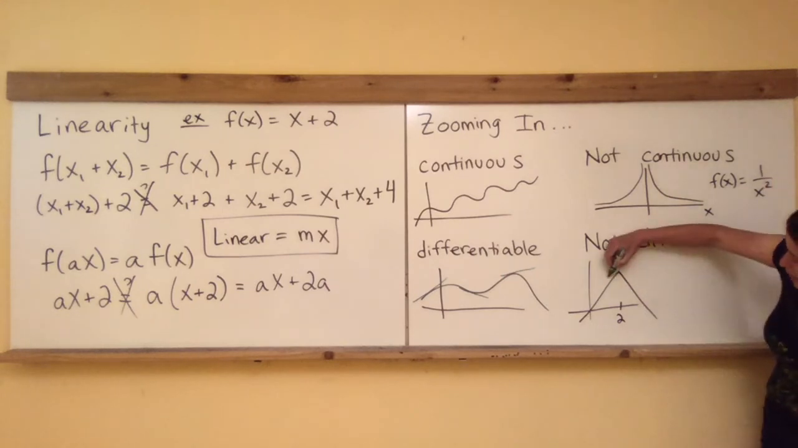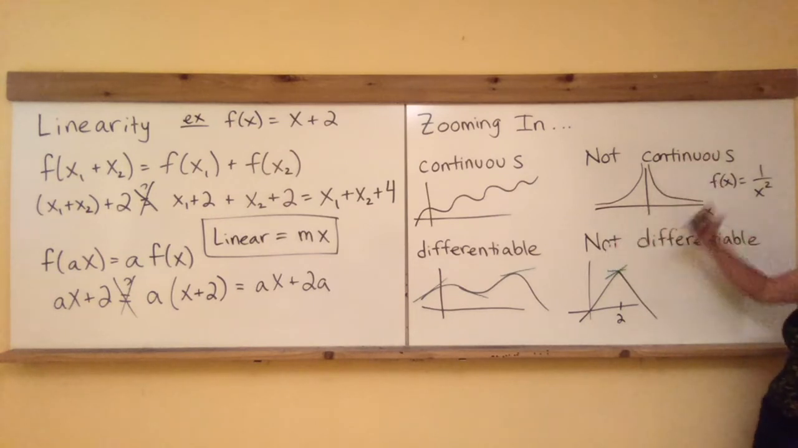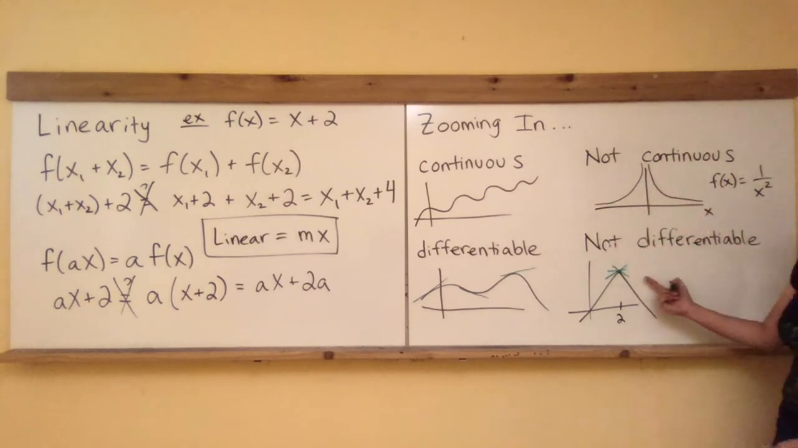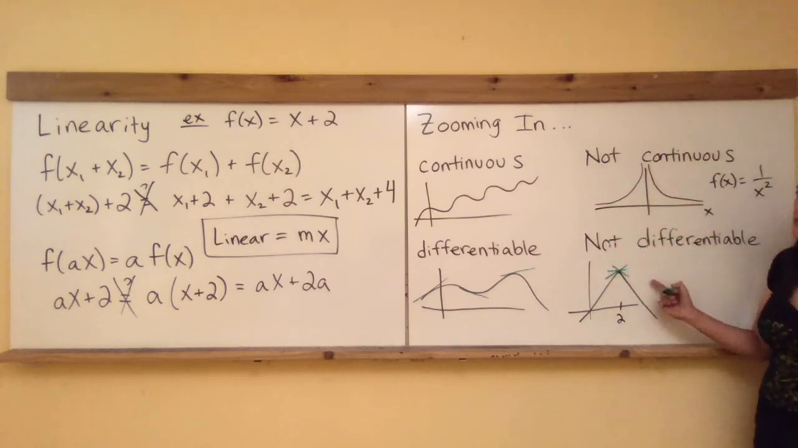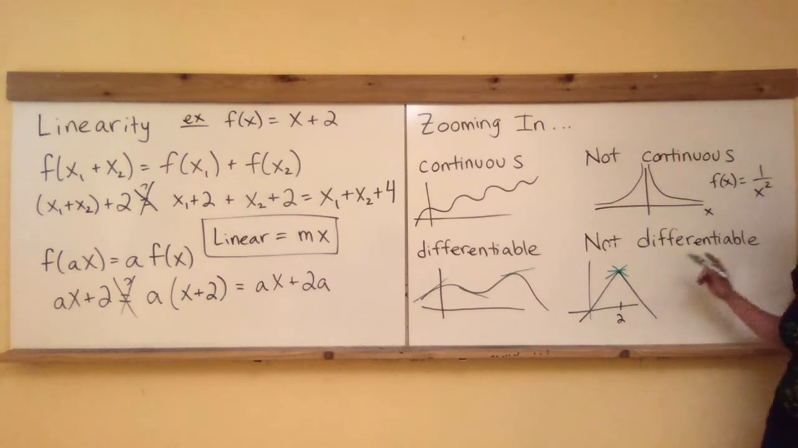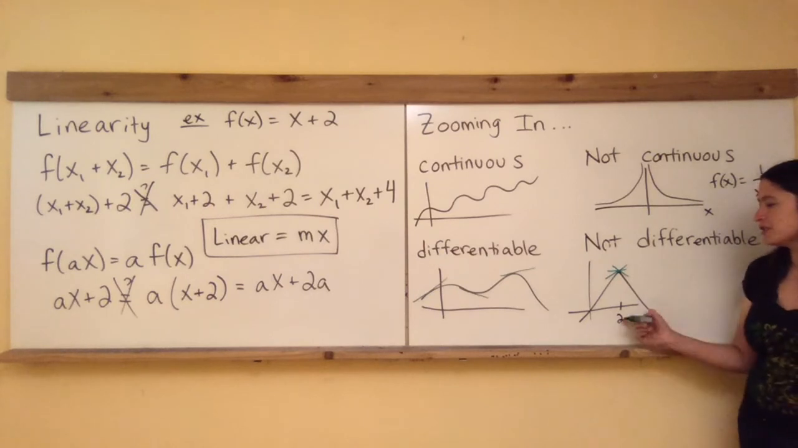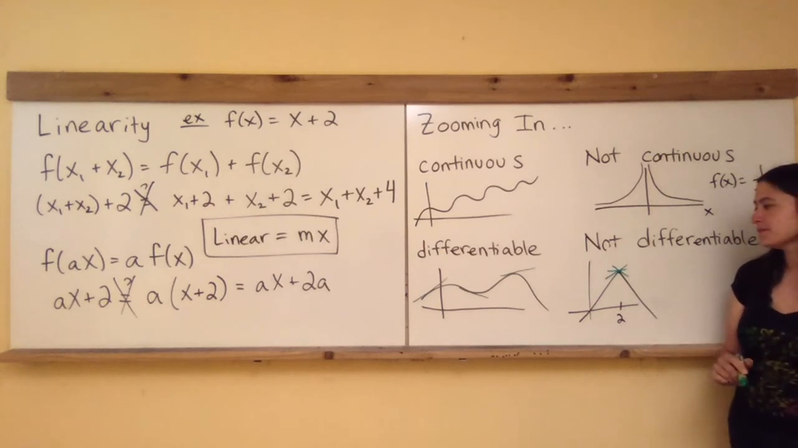Like, should I draw it like this? Or should I draw it like this? Or should I draw it like this? You see, there's not one unique tangent line with one unique slope that I can draw, because it's so pointy there that there's all sorts of different green lines that I could draw that are seemingly just grazing that function right at the point x equals 2.